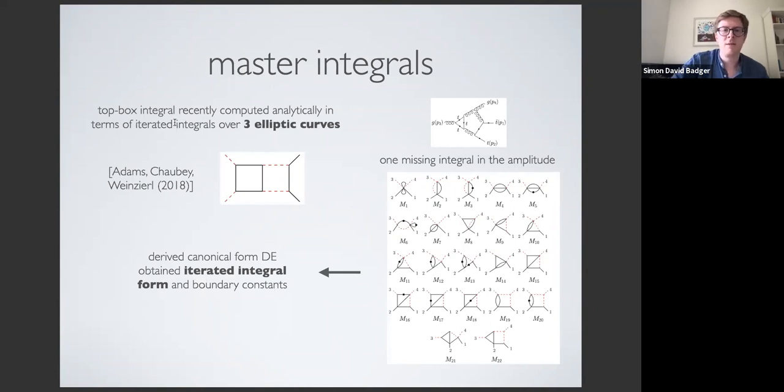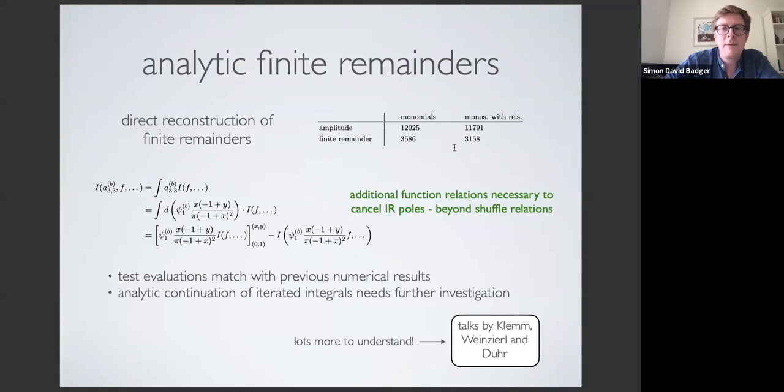Which was written in terms of iterated integrals over 3 elliptic curves. So it's quite a complicated function, certainly something I wanted to understand more about, and I don't think that I fully finished my understanding of it, but we wanted to see how amplitudes looked rather than just the integrals. And we were able to do that.